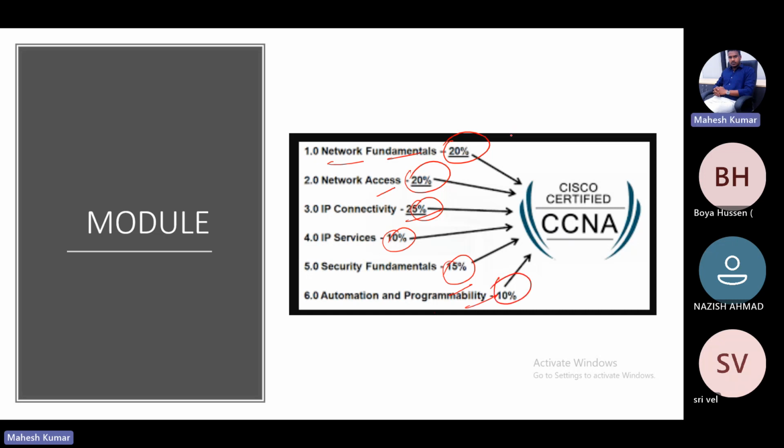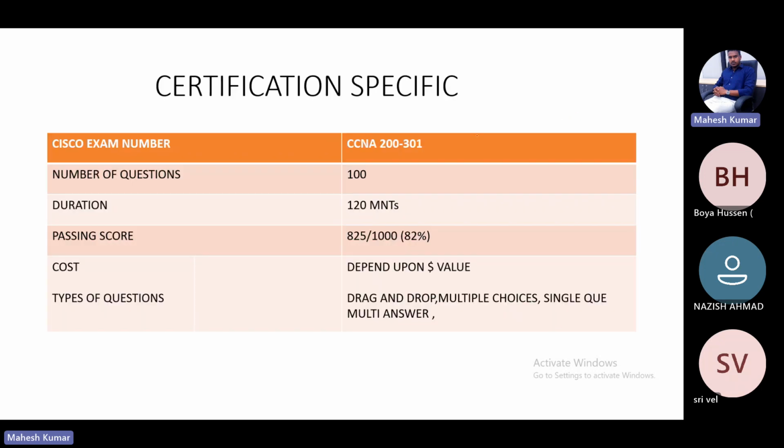Okay. So the total is 100%. The number of questions will be 100. Duration is 120 minutes. Passing mark is 825 out of 1000, so the total percent is 82% if you are with 825. That is the minimum number required to clear the exam.